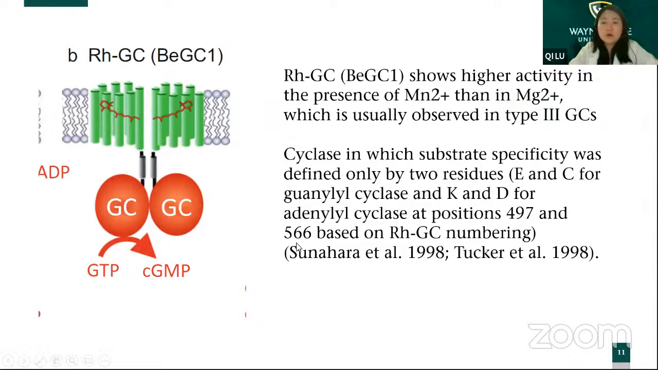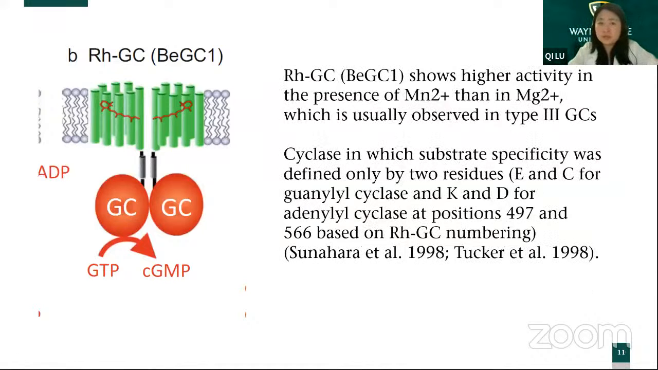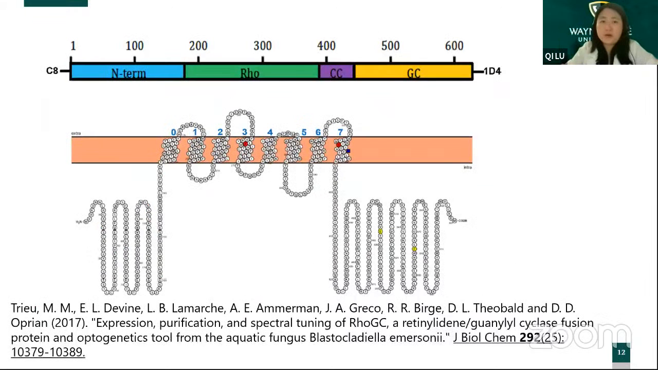So these two critical sites determine the binding site, and determine which substrate they use. And this is quite different from the PDE, the rhodopsin phosphodiesterase. There's no very substrate-like selection, no site change, that changes the preference to cyclic GMP or cyclic AMP. So that's quite different between this guanine cyclase and phosphodiesterase.